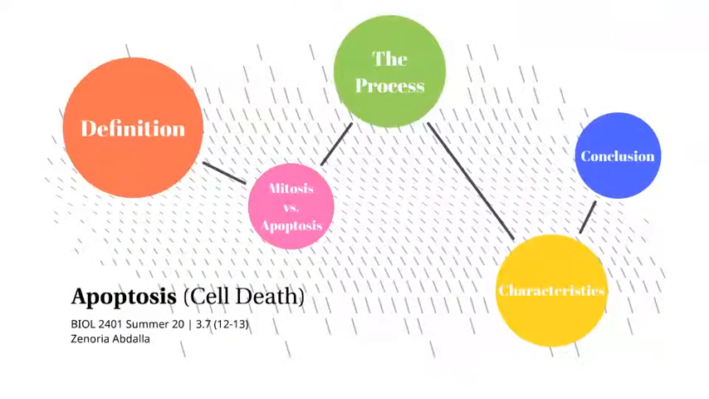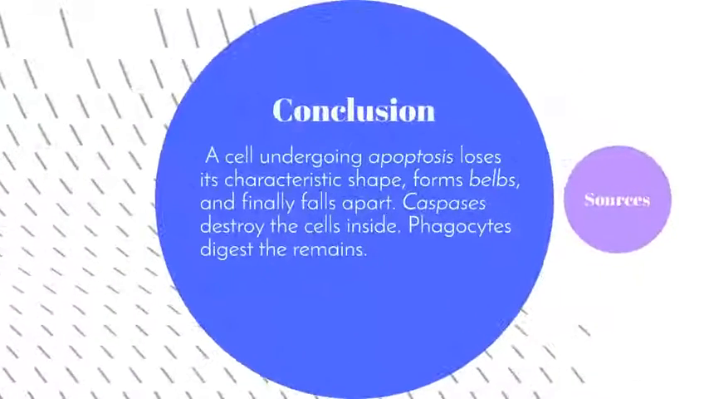So let's go over into our conclusion about apoptosis. In a nutshell, a cell undergoing apoptosis loses its characteristic shape, it forms blebs, and finally falls apart. Caspases destroy the cell's inside, and phagocytes digest the remains.